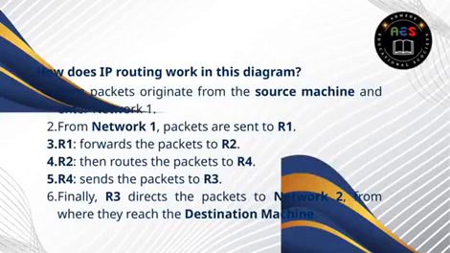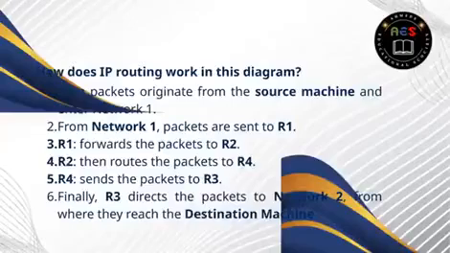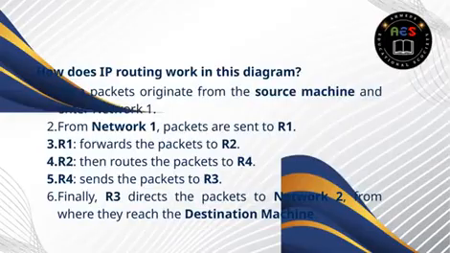Next, R2 sends the packets to R4, which again examines the destination and makes the routing decision. From R4, the packets are directed to R3, the final router before reaching the destination network. R3 then routes the packets to Network 2, from where they finally arrive at the destination machine.